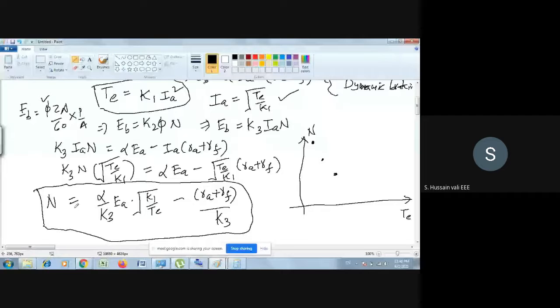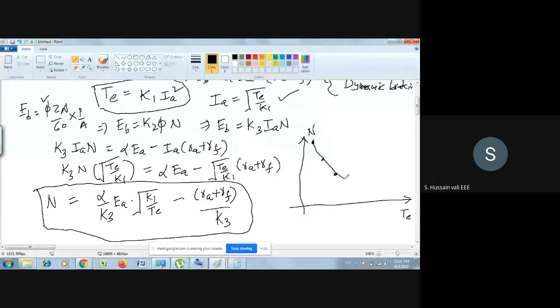If I put speed 0, somewhere you will get... so let me increase the value of T. So RA plus RF, these values are small generally. So when this becomes very small, you will get the T value. Likewise, if you analyze and solve, you will find that the graph will be like this.